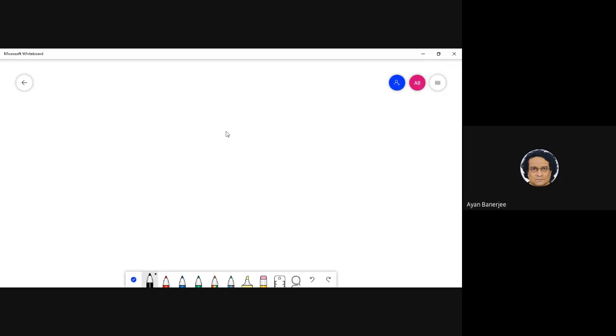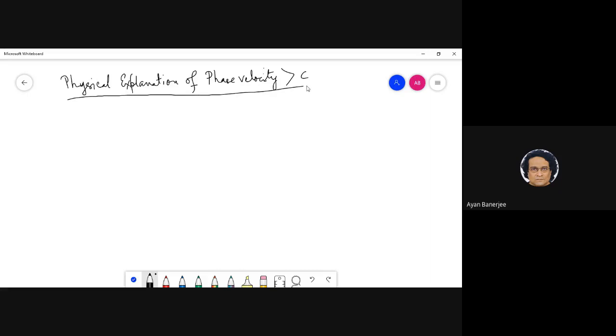Okay, so essentially what we will start with today is the explanation of phase velocity greater than c. So this is the physical explanation. This part is very nicely treated in this book called Bohren and Huffman. So we will deal mostly with that.